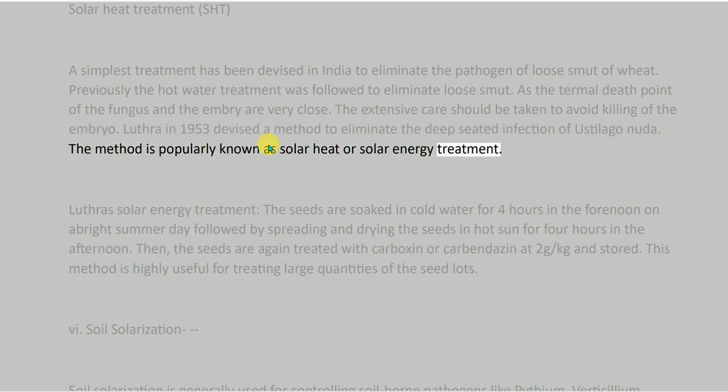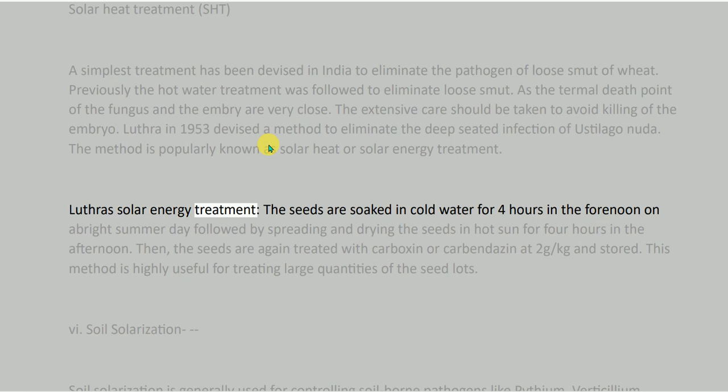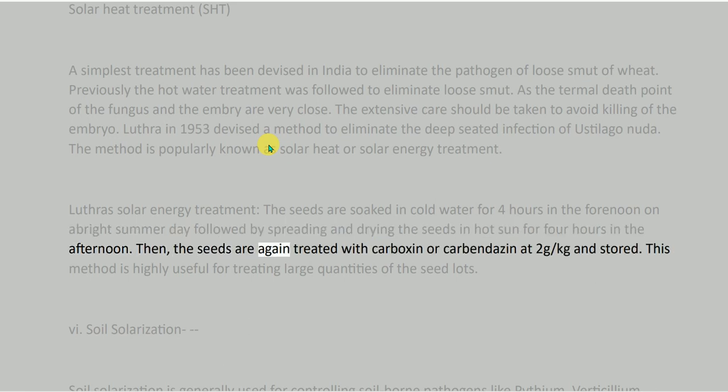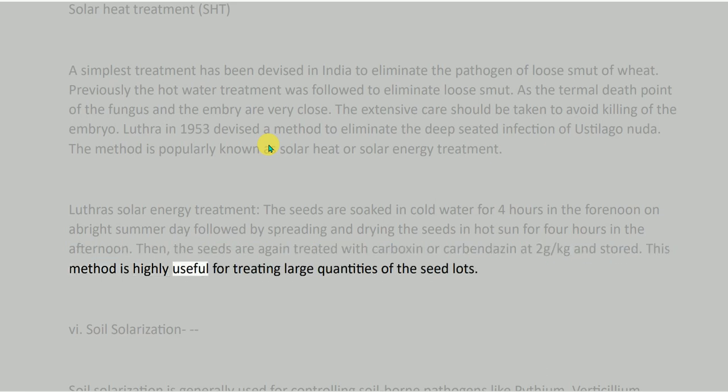In Luthra's solar energy treatment, the seeds are soaked in cold water for 4 hours in the forenoon on a bright summer day, followed by spreading and drying the seeds in hot sun for 4 hours in the afternoon. Then, the seeds are again treated with carboxin or carbendazim at 2 g/kg and stored. This method is highly useful for treating large quantities of seed lots.